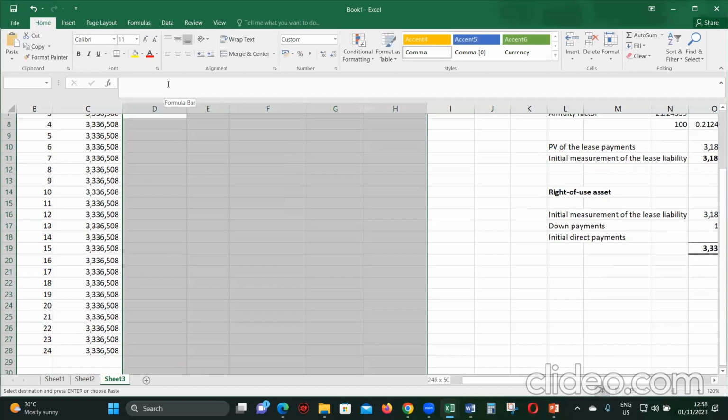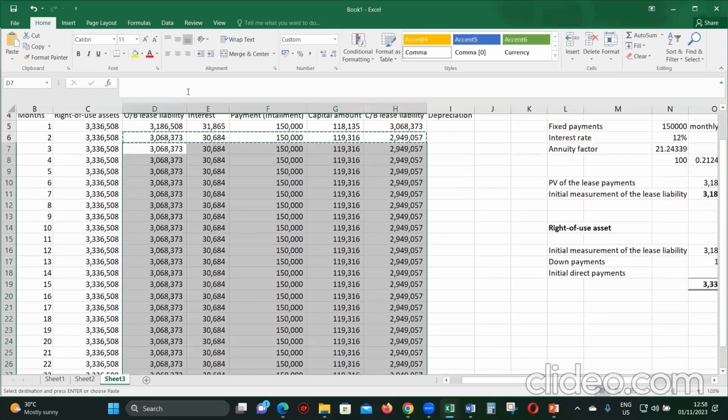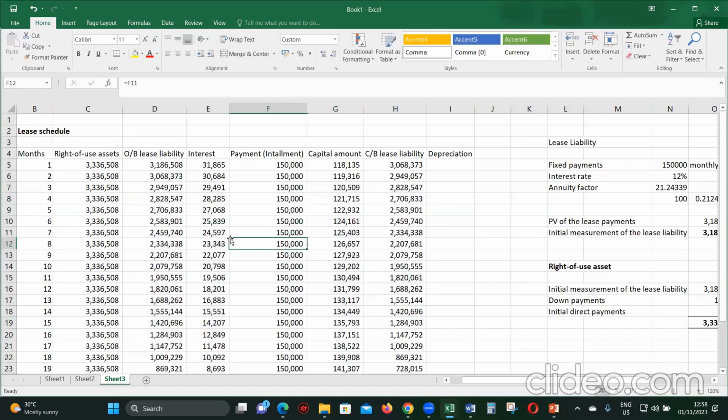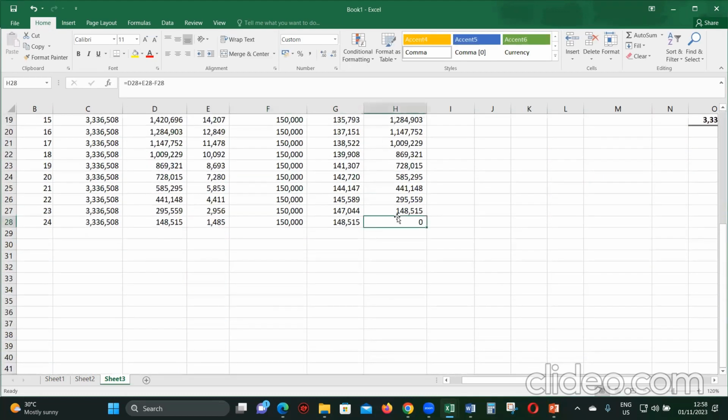Don't worry, I'm just showing you. If you have a question, you won't get 24 months to do the computation. I'm easily doing this because of the Excel, but try to understand the practical scenario of it. Now, can you see? At the end of 24 months, your lease liability became 0. This is what I wanted to show you.